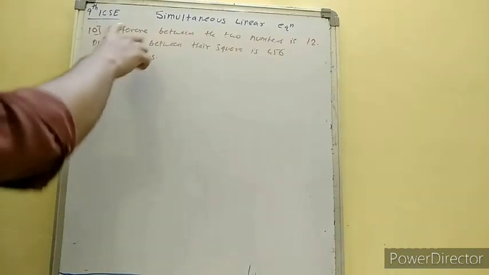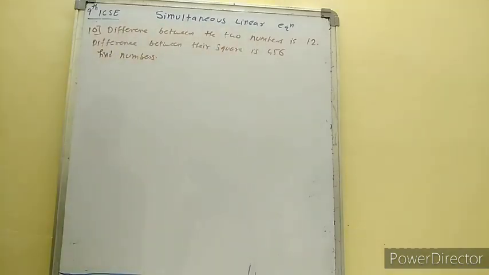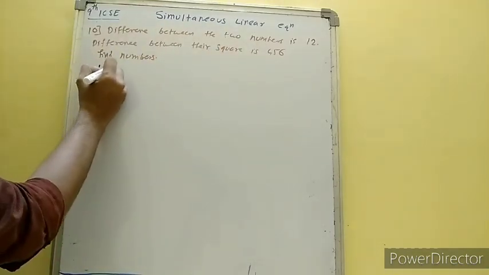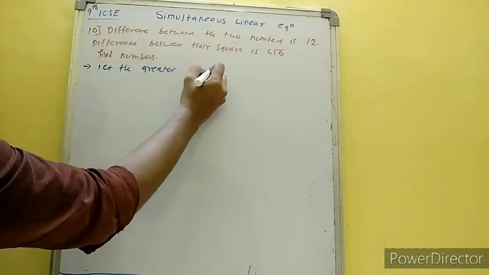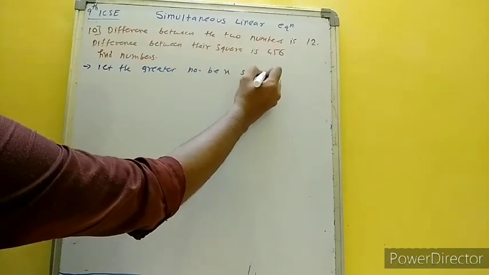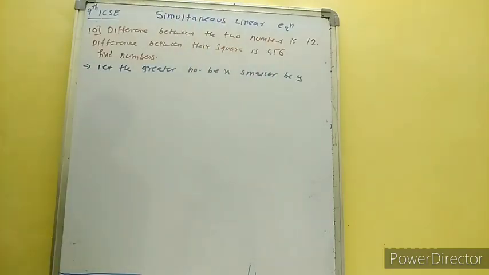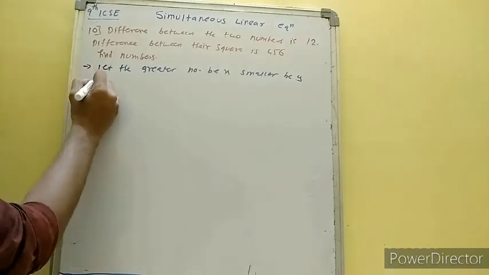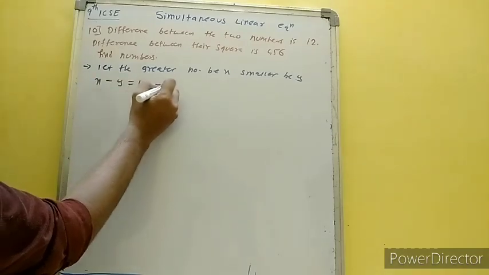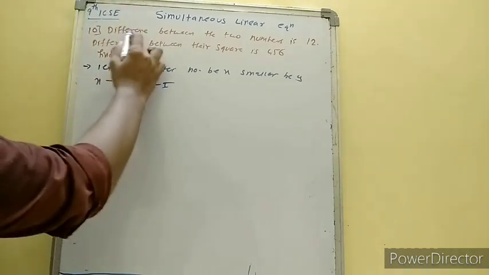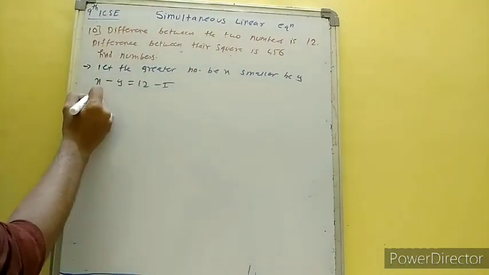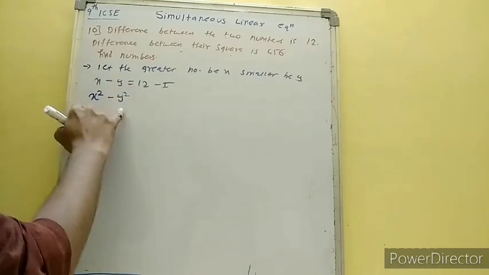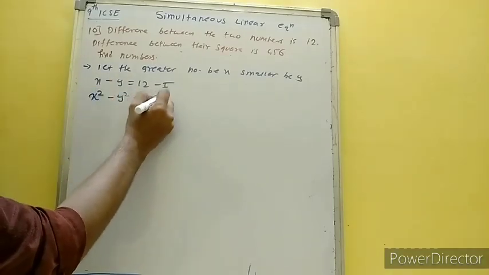In the next question it is given that the difference between the two numbers is 12. We have two numbers, so let the greater number be x and the smaller be y. The difference between the numbers, therefore x minus y is equal to 12. This is equation number 1. Next, the difference between their squares, squaring both the numbers, is 456.